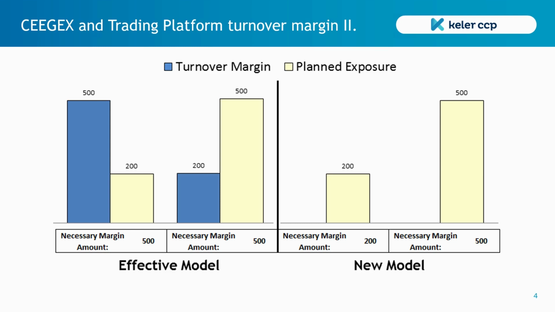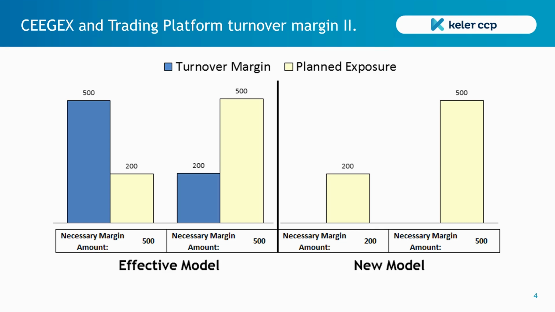In the new model, only 200 collateral shall be placed, because that is enough to cover the planned exposure of the market member. But of course, if the turnover margin is less than the planned exposure, then the planned exposure has to be covered with margin. Regardless, the turnover margin would be less, but we dismiss this turnover margin calculation for CEEGEX and Trading Platform, and only the planned exposure shall be covered with collateral.